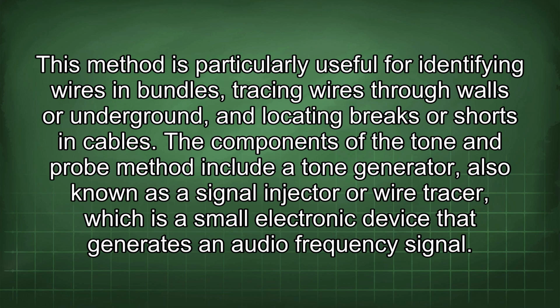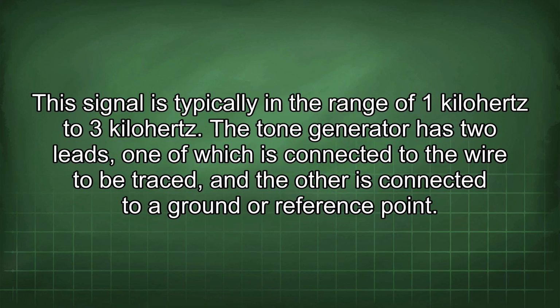shorts in cables. The components of the tone and probe method include a tone generator, also known as a signal injector or wire tracer, which is a small electronic device that generates an audio frequency signal. This signal is typically in the range of 1 kHz to 3 kHz. The tone generator has two leads, one of which is connected to the wire to be traced, and the other is connected to a ground or reference point.